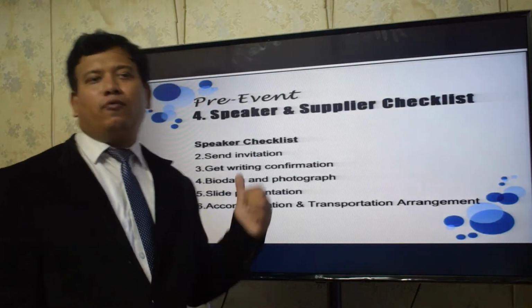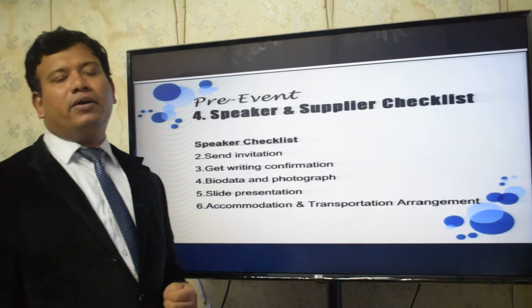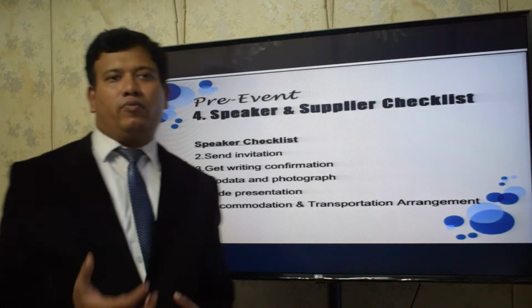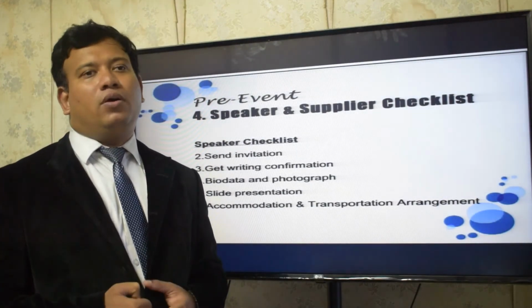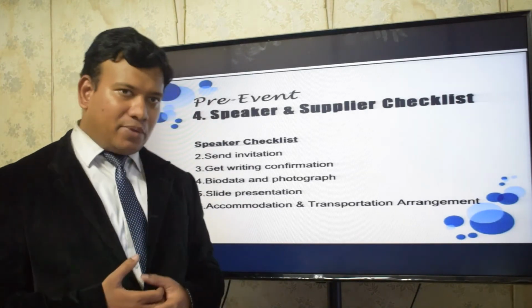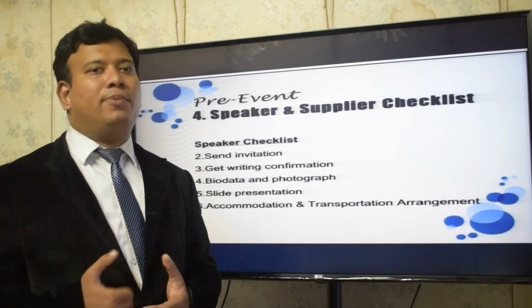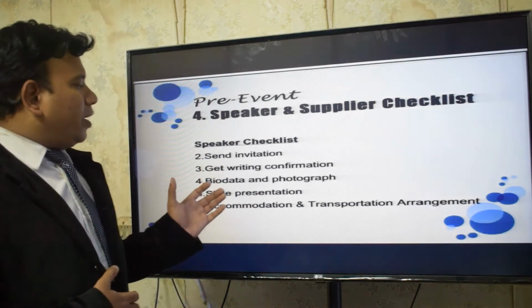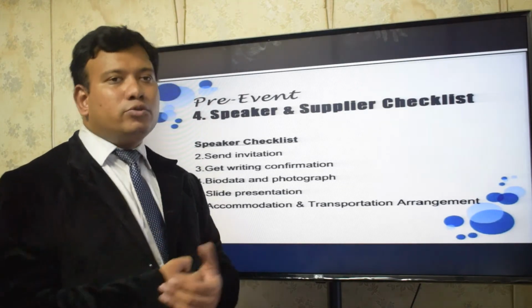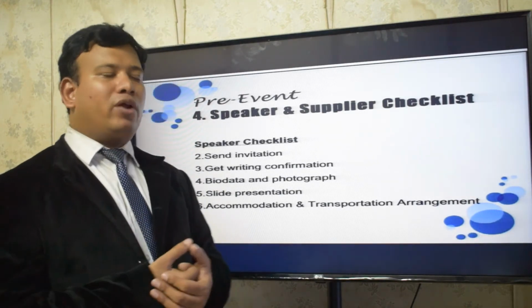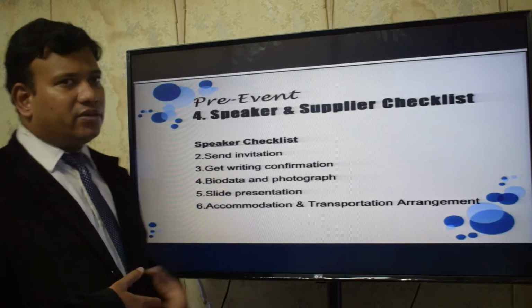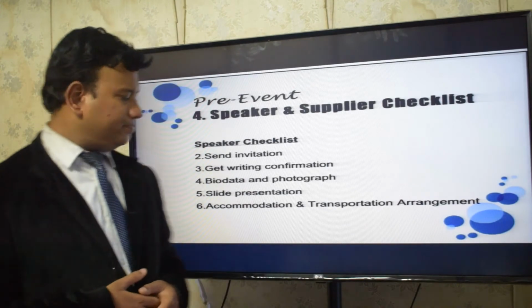And in the pre-event, the fourth one is the speaker and the supplier checklist. For the speaker checklist: sending an invitation to a person or a speaker who is going to speak at an event, and getting written or mail confirmation from a speaker or a guest or a VIP who is going to come. Then the biodata and photography. The biodata, what kind of person is going to come, his background, his biography, is the most important, so we can welcome the guest. Then a slide presentation, if required for an event.